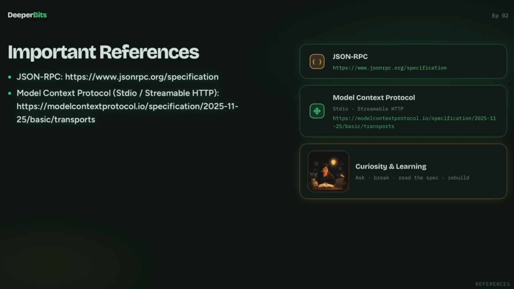Now the second reference I just wanted to tell you, let's say you wanted to read more about how an MCP host interacts with an MCP server, then you can go to this specific page, that is modelcontextprotocol.io/specification/2025-11-25/basic/transports, and here you will be able to learn more about stdio and streamable HTTP. Right? So if you really have the curiosity and you really want to deep dive more, these are the two important links that you can follow, right?